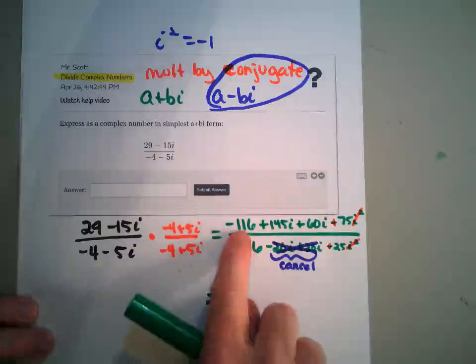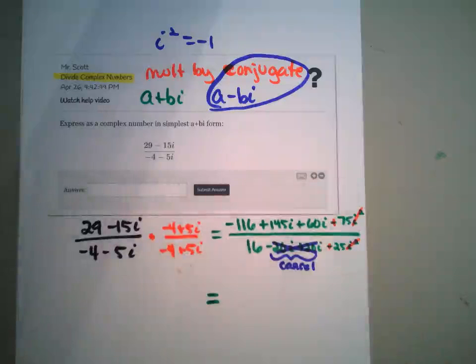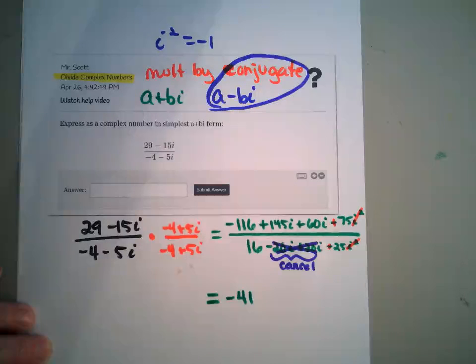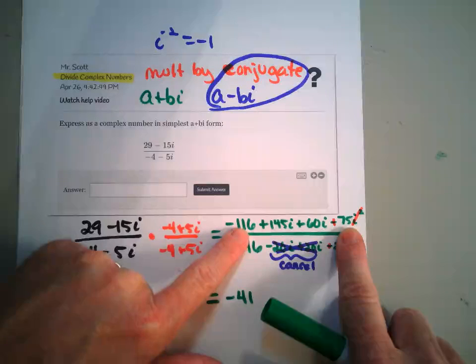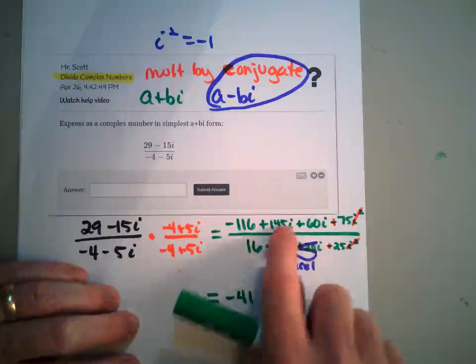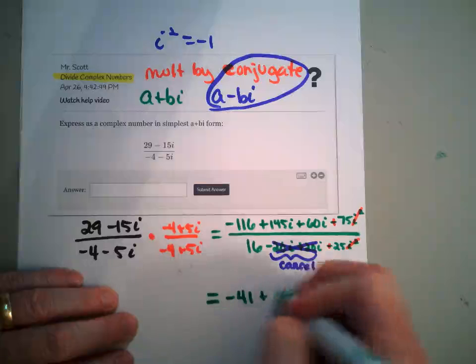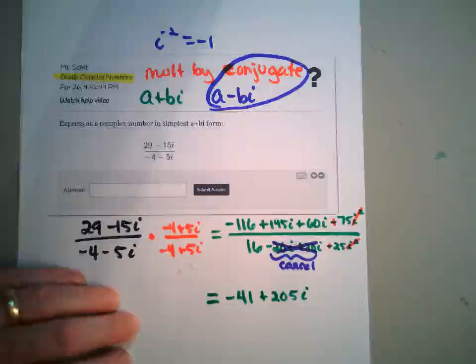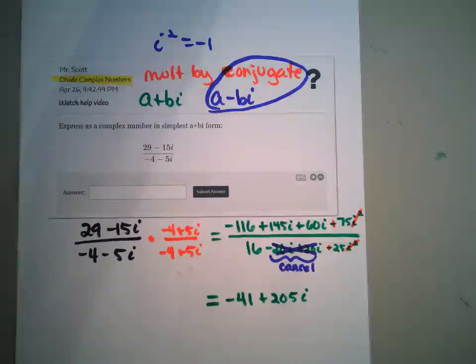Negative 116 plus 75. So you guys have your calculators. I don't have my calculator. So we got negative 116, got a 75. We're going to add those two together. Negative 41. No i on that. These two are real numbers. So there's no i on that. 145 plus 60i be 205i. No square because you're just adding those two numbers together.